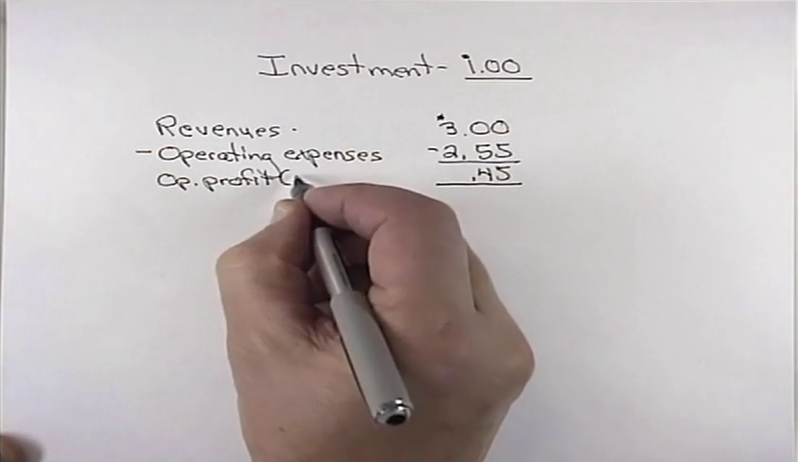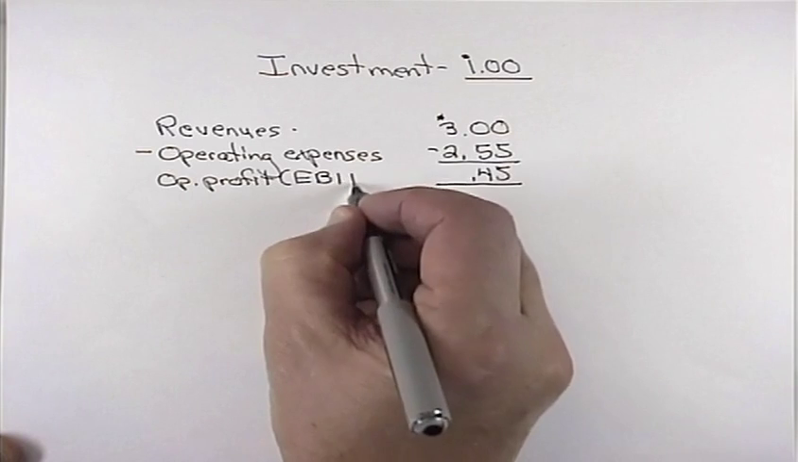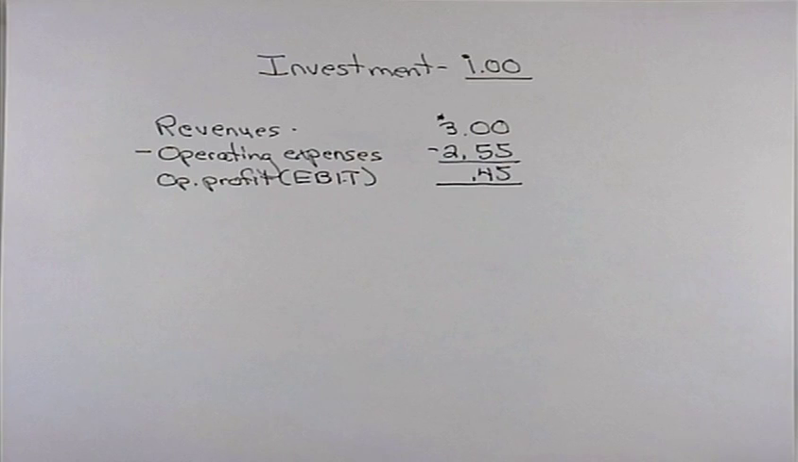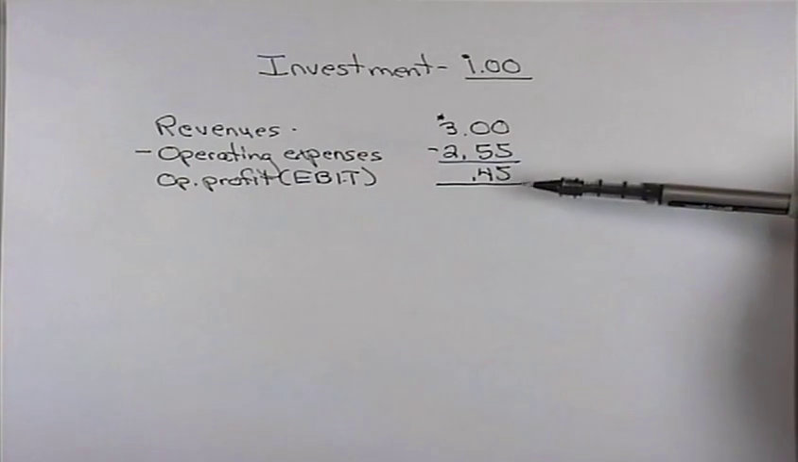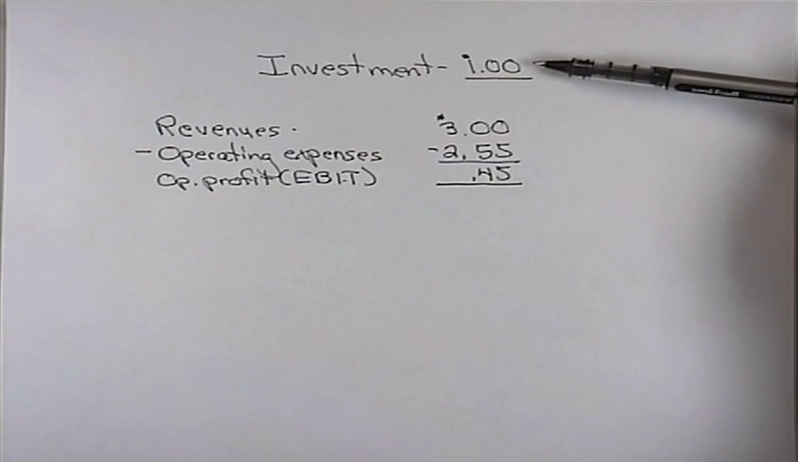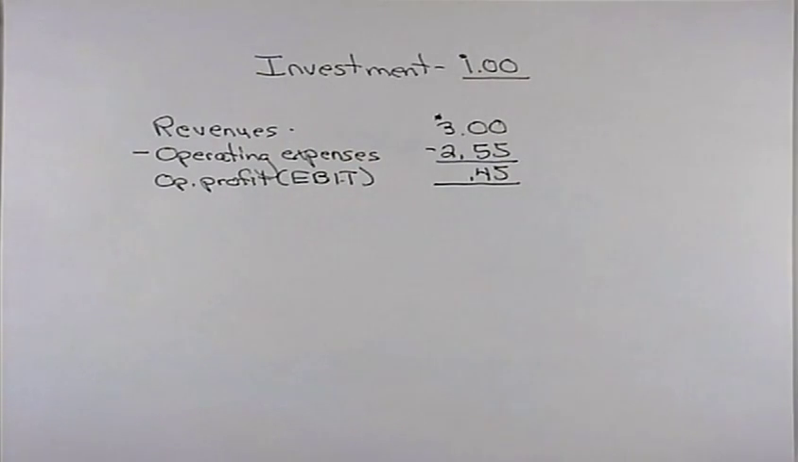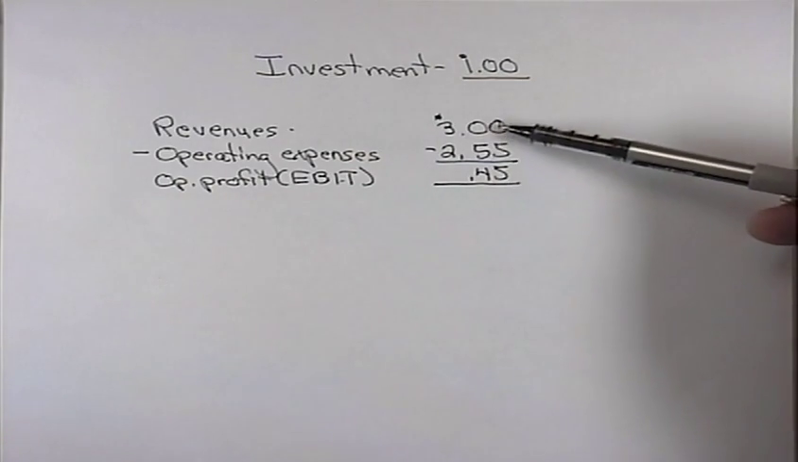And a lot of times we refer to this as EBIT, the acronym for earnings before interest and tax, because that's about financing and about what the tax rates are. Now, if I were to ask you right now, and you can do this in your head, if your operating profit is 45 cents and you invested $1, what is your rate of return? And you would say, oh, it's 45%. Absolutely. But that 45% is comprised of two separate ratios. And this is the first ratio. What is your operating profit as a percent of revenue?